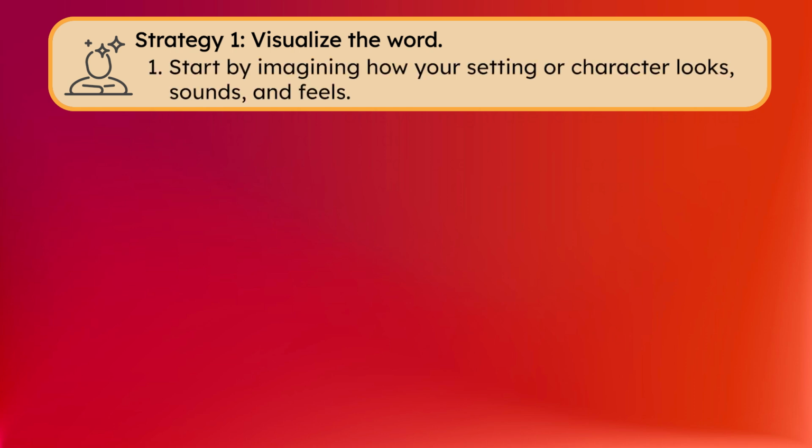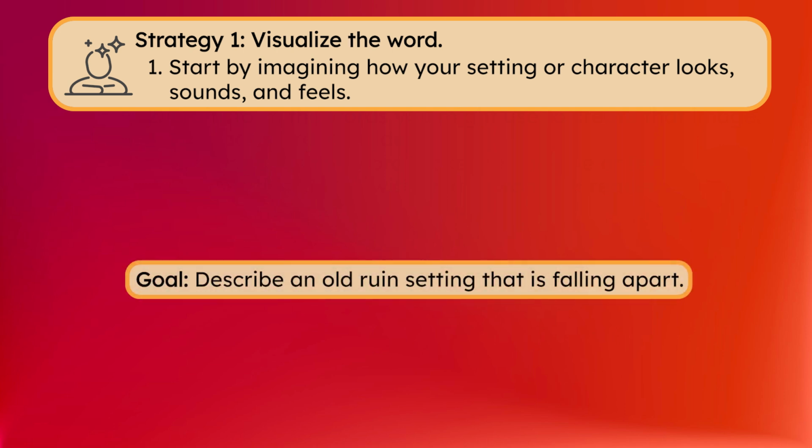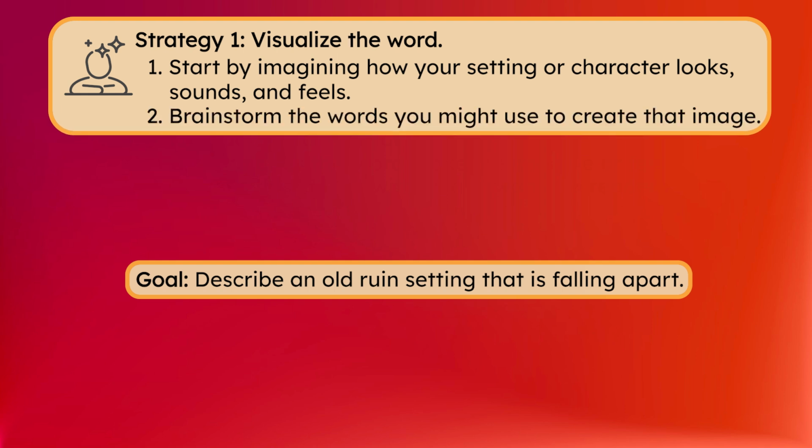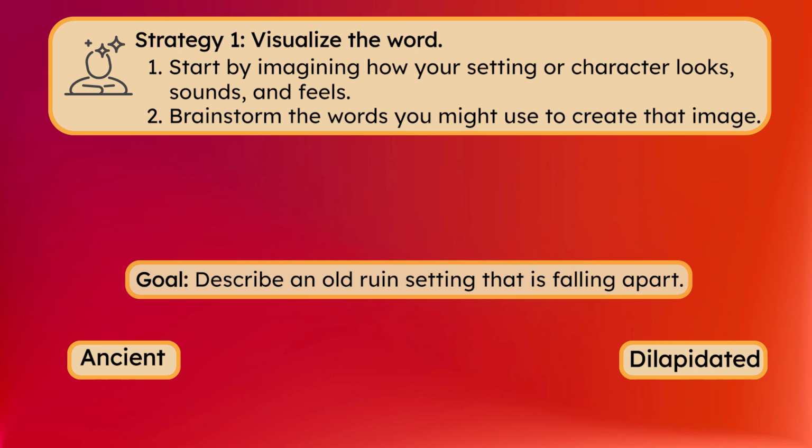Our first strategy is to visualize the word. To do this, start by imagining how your setting or character looks, sounds, or feels. For example, maybe you're describing old ruins, and you want the reader to imagine that the buildings are falling apart. Next, brainstorm the words you might use to create that image in your reader's mind. For our ruin, we might consider using ancient or dilapidated.